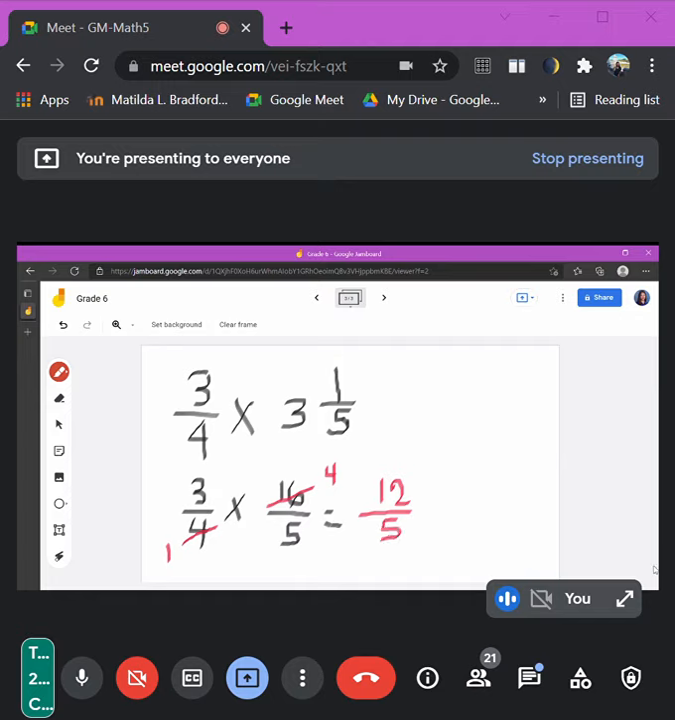No. Because we are going to change this one into? Mixed number. Kay kuan pa man siya, improper. Di ba, ingon man tapag last nga, we're not going to end in improper. Dapat jud, if improper siya, we're going to change it into a mixed number. So, what will happen to 12 over 5? So, pwede na nimo siya i-multiply.